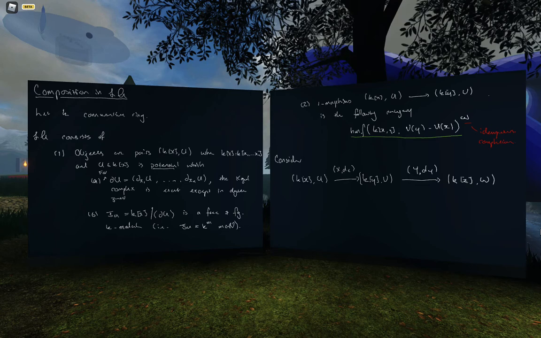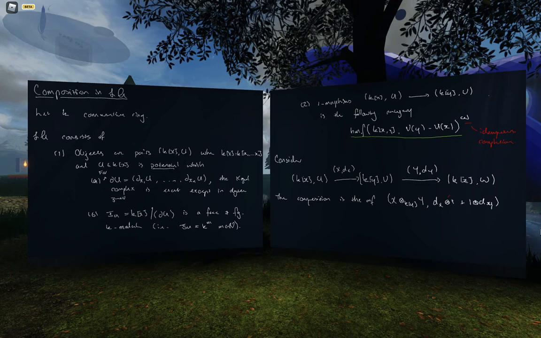We define the composition to be the tensor product. So the composition is the matrix factorization X tensor over K[Y] of Y. So that's the module. And then the differential is dX tensor 1 plus 1 tensor dY, where this tensor product between morphisms is the graded tensor product. So it's not immediate that this actually is a well-defined or a correct definition for composition.